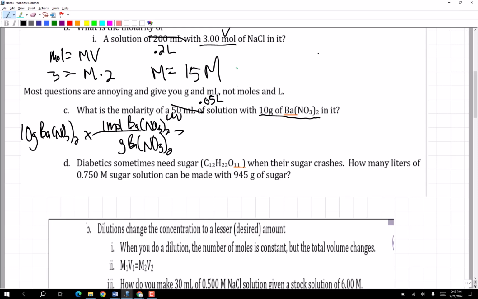equals. So I got to go to the periodic table. Barium is 137.33 from the periodic table, plus 28.02. So barium's 137.33, and I'm going to grab my periodic table.